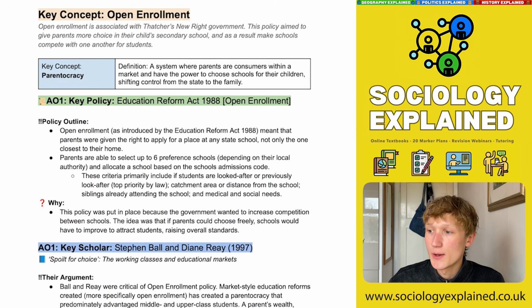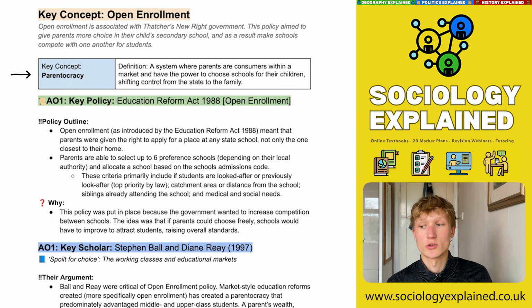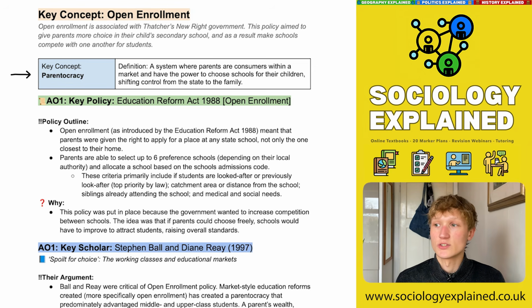So the first key concept here is open enrollment. Open enrollment is a policy particularly associated with the Margaret Thatcher government, and it was designed to give parents more choice over the school that they sent their child to. A key definition as we go through will be parentocracy, which is a sociological term that we'll talk about later. It's essentially a system where parents have powers to choose schools, and they become like consumers in a market, shopping for schools. This represents a shift in control from the state allocating the school your child goes to, to parents choosing where their child goes.